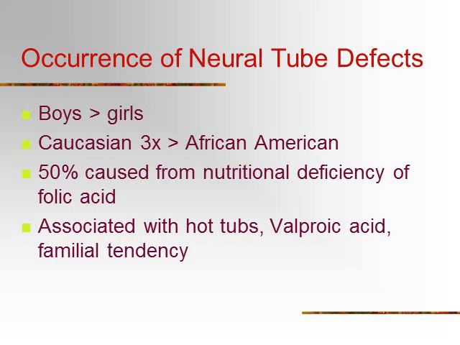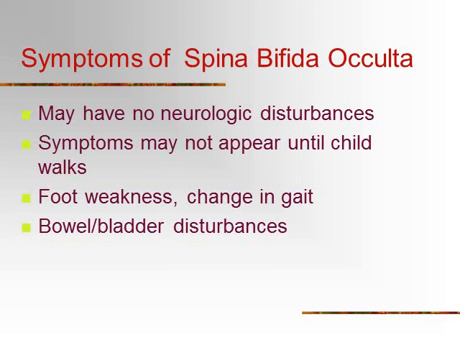So neural tube defects happen more commonly in boys, Caucasians, and 50% are caused by a nutritional deficiency of folic acid. So this is why it's so important for pregnant women to take their vitamins and eat healthy, because they can prevent this horrible defect if they are getting enough folic acid. It's also associated with hot tubs, valproic acid, and a familial tendency. Okay, so if they have spina bifida occulta, they might have no neurological disturbances or symptoms.